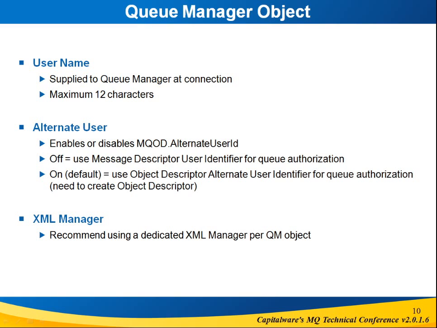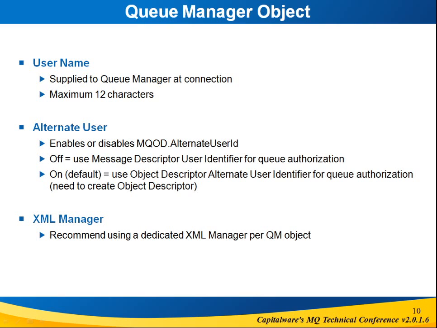Alternate user ID. This allows you to turn on the ability to make use of the MQ object descriptor alternate user ID field. If you check the radio button off, it means that the message descriptor's user ID is used instead for queue authorization. If you turn it on, then it is necessary for you to set up some kind of code in your rule to enable the use of the object descriptor alternate user ID. So there is some coding required to make that happen.